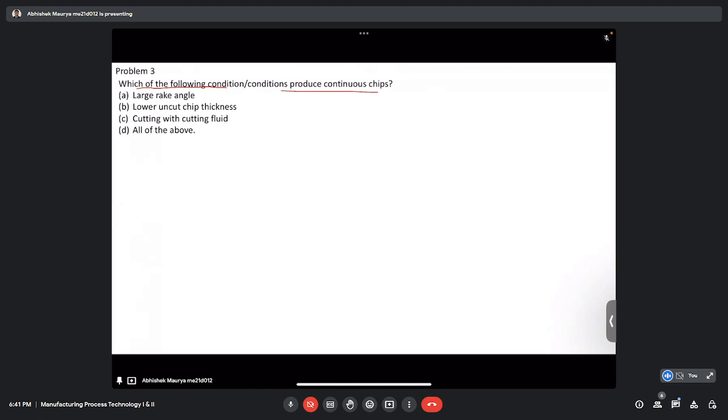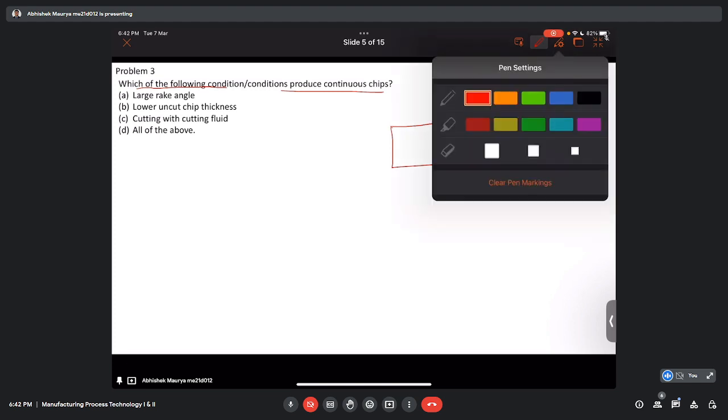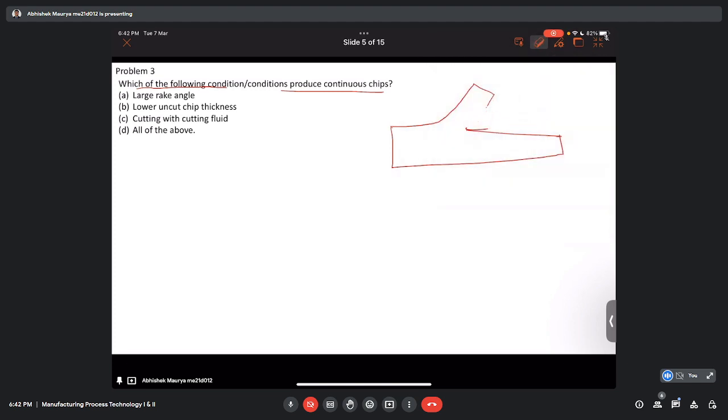First, try to think when we can get continuous chips and when we can get discontinuous chips. So let's try to see with a small diagram. Suppose we, okay, I will. This is the tool. Okay, I should make a good picture.